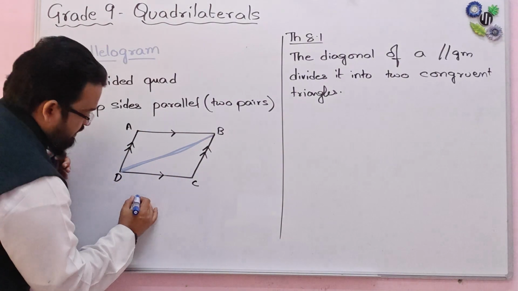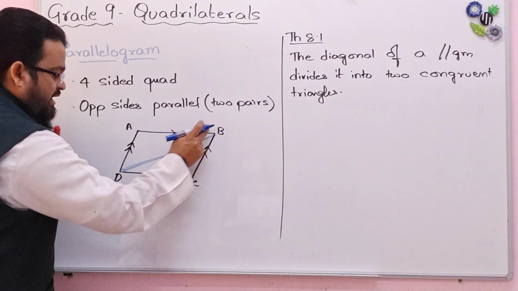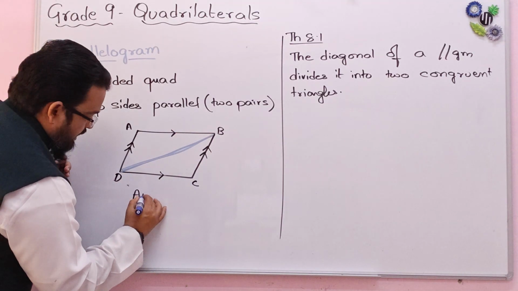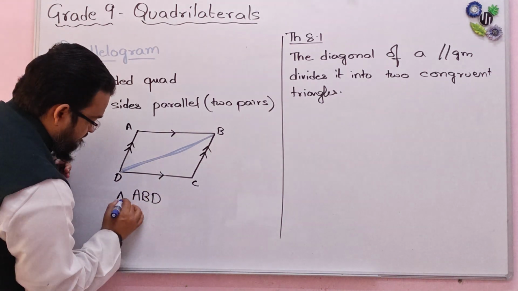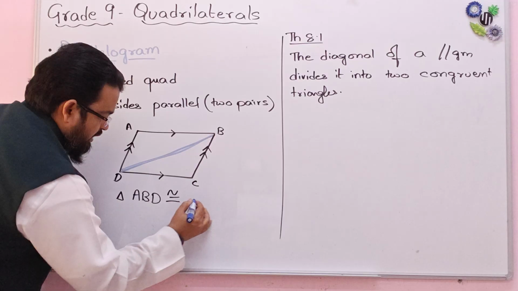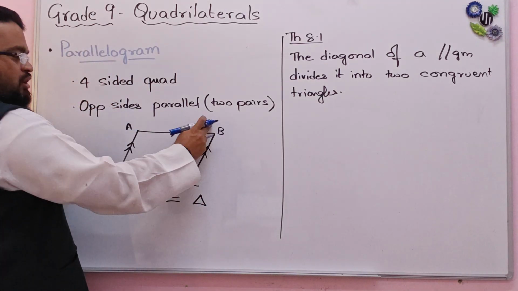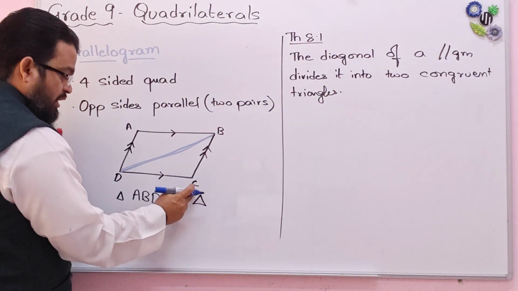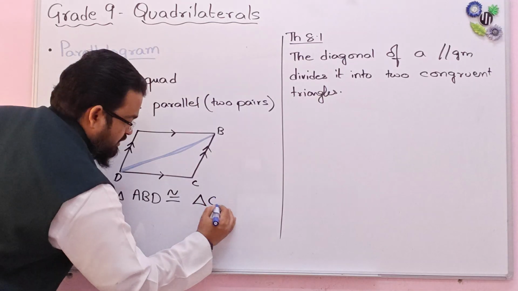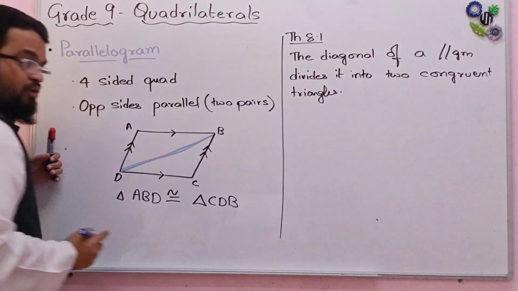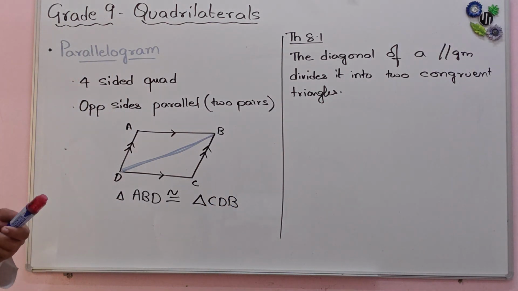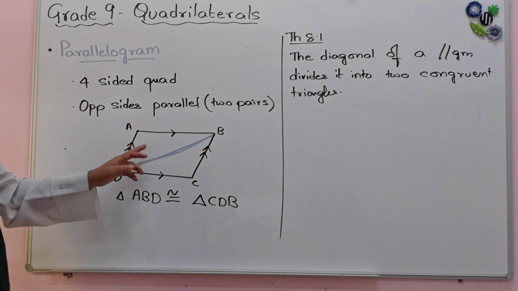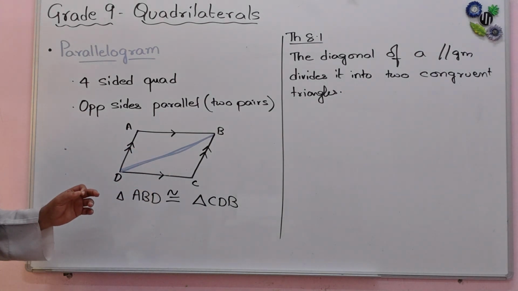What is the congruency here? What are the congruent triangles? Triangle ABD is congruent to triangle, from A you are going to the longer side B, therefore you have to come from C to D, so CDB. This congruency is very important when you are writing. We have studied in triangles, right? The congruency is the most important thing.